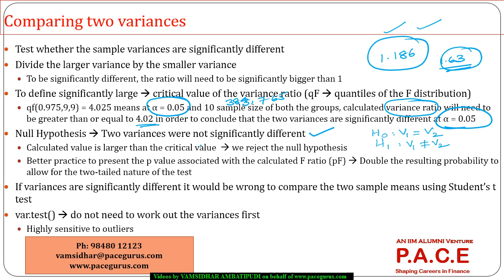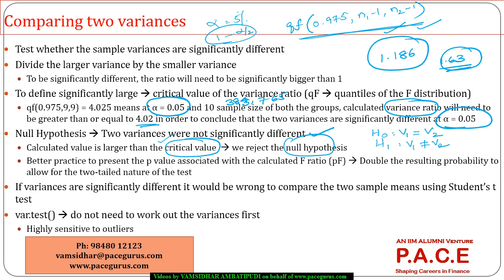The critical value is always computed as QF. If I want alpha as 5%, I'll take it as 1 minus alpha by 2, which would be 0.975, with the degrees of freedom of the first one and the degrees of freedom of the second one. This would be my critical value for doing my F test. And I'll see if my calculated value, which is the variance of the first one divided by the variance of the second one, is larger than the critical value. If so, I will reject the null hypothesis and make my decision in favor of the alternate hypothesis, saying the variances are very much different.